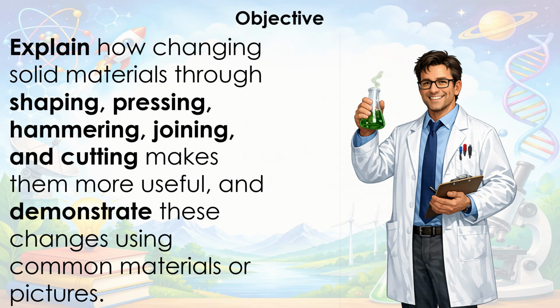But sometimes, these materials are not yet in the form that we need. For example, a piece of clay is not automatically a flower pot. A piece of wood is not automatically a chair. A piece of cardboard is not automatically a pencil holder. A piece of cloth is not automatically a school uniform. People have to change these materials. They may shape them, they may press them, they may hammer them, they may join pieces together, or they may cut them.